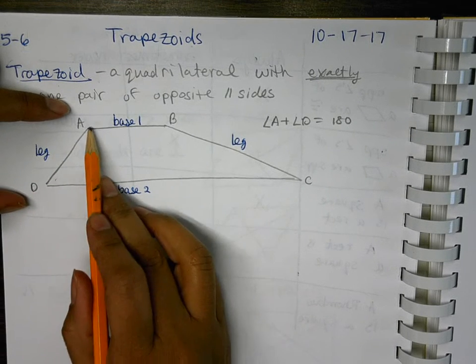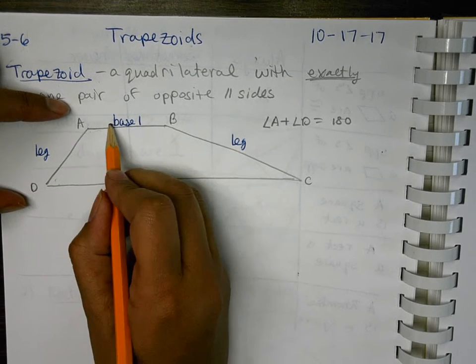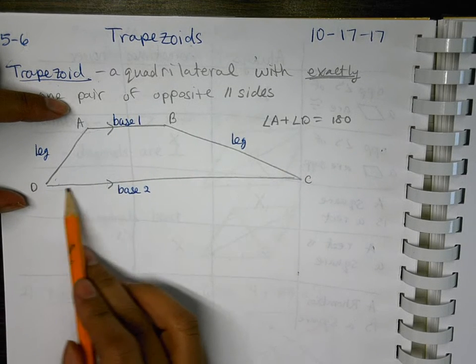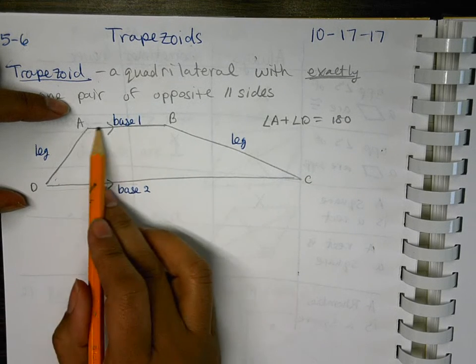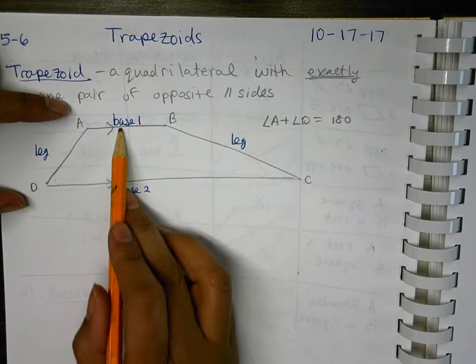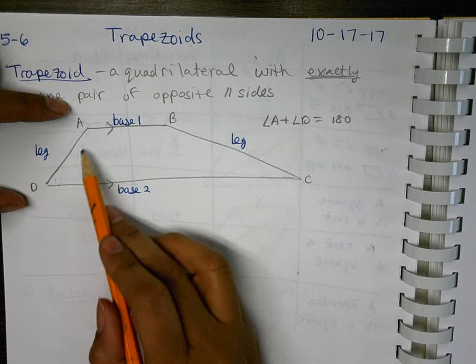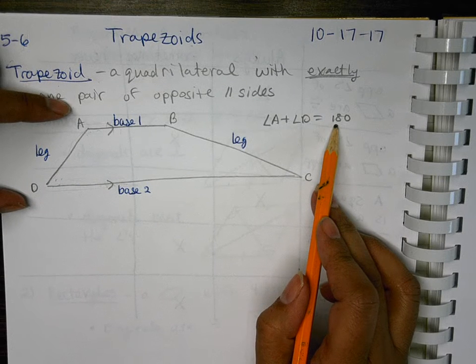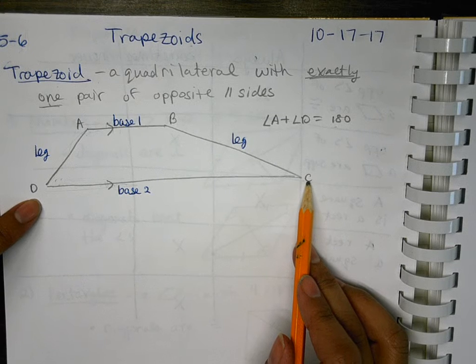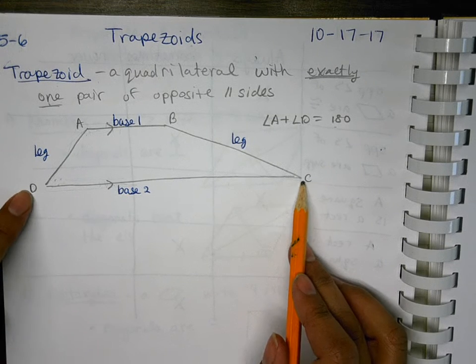Why are these supplementary? I forgot to put my parallel markings in there. But do you see the C shape here? And are the arms of my C parallel? If the arms of your C are parallel, then these angles are supplementary. Now, are D and C supplementary? These are the arms of the C.